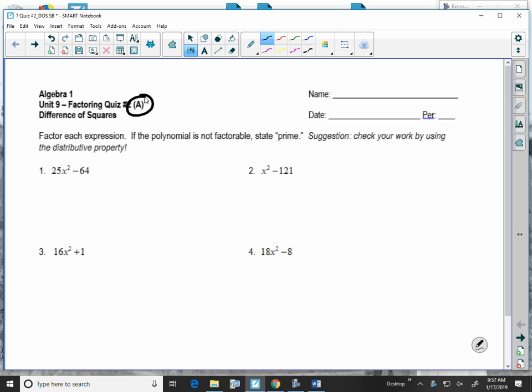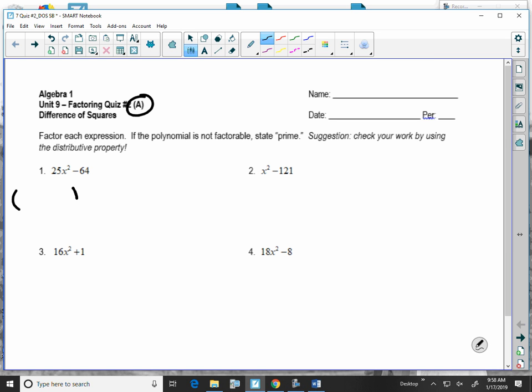So when we do difference of squares, the first thing we need to check for is to see if there is subtraction. If you look at number 1, we definitely have subtraction right here. So we know that that's good. The next thing we need to look for is that we have 2 terms. And we do have 2 terms. There's our 2 terms. We're good to go. They're separated by a subtraction sign. And then third, we need to look to see if our numbers, 25 and 64, are perfect squares. They are perfect squares, so we know that this is definitely a difference of squares problem.